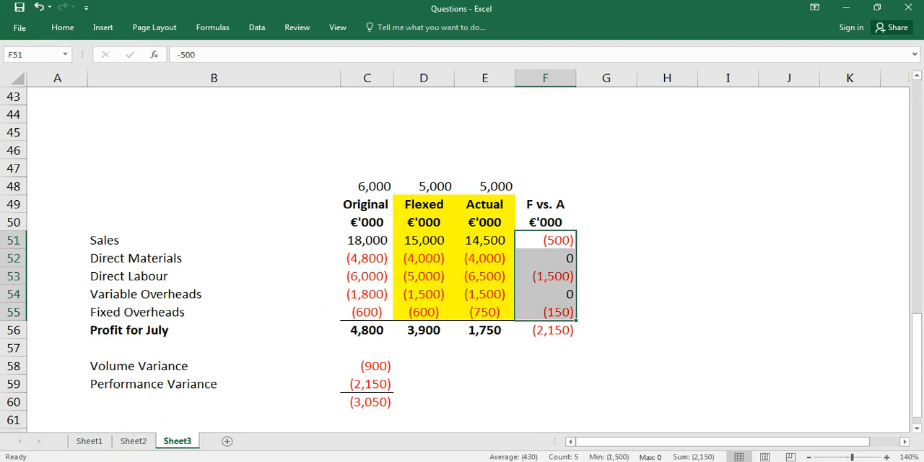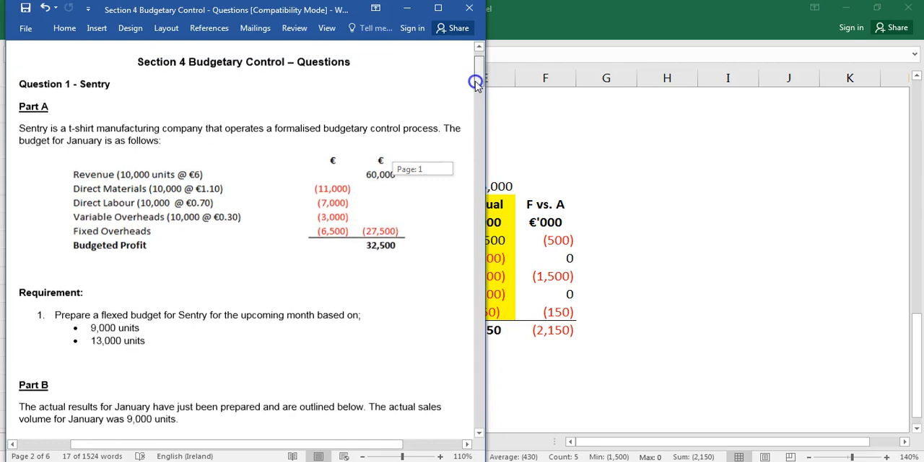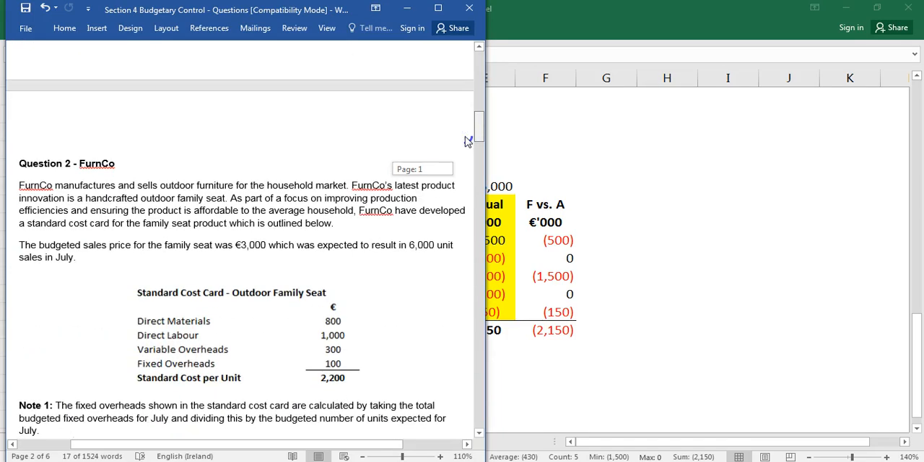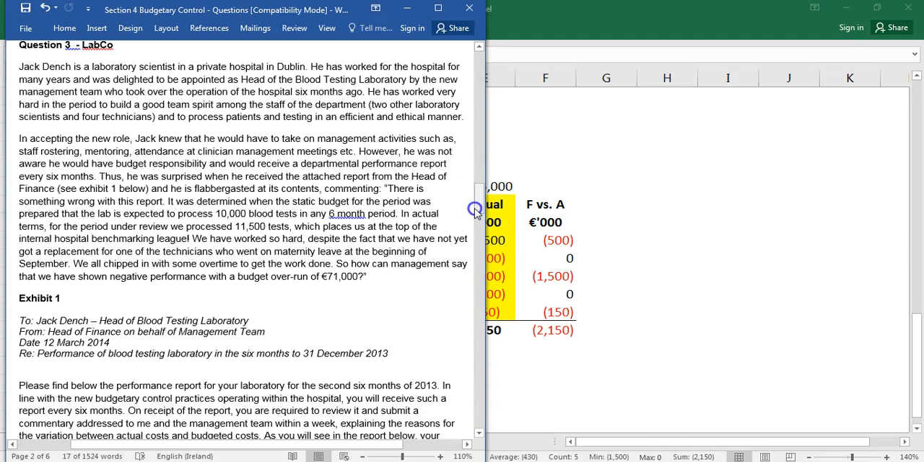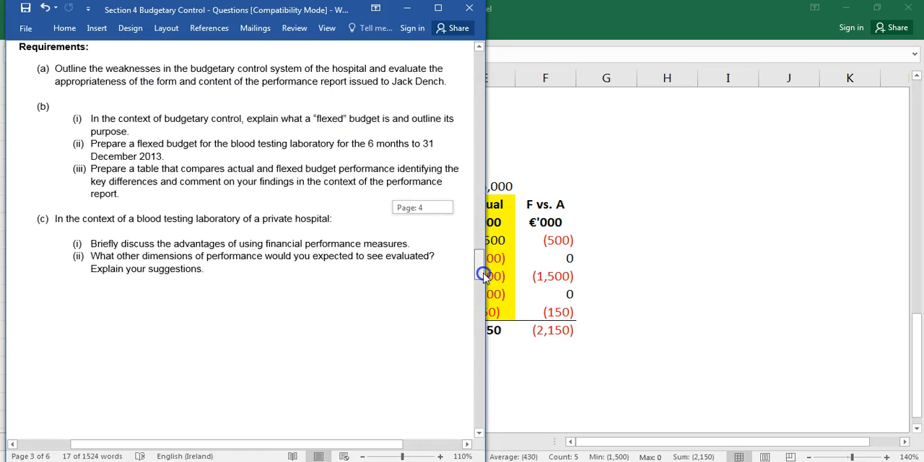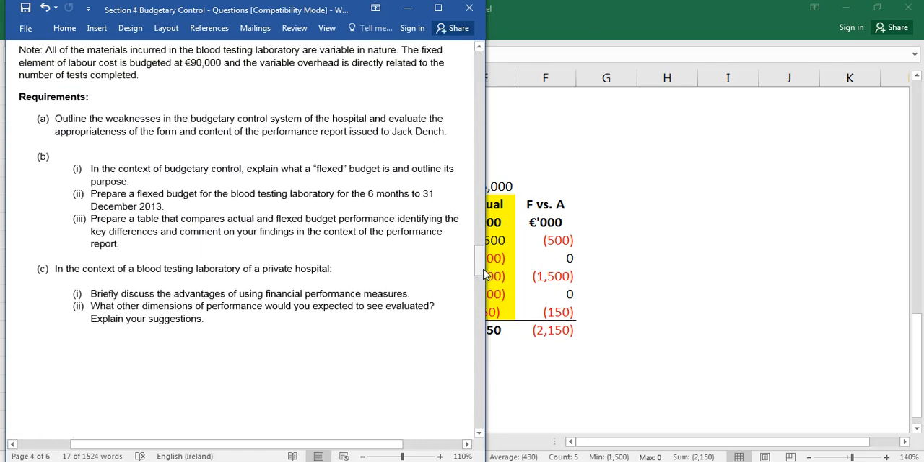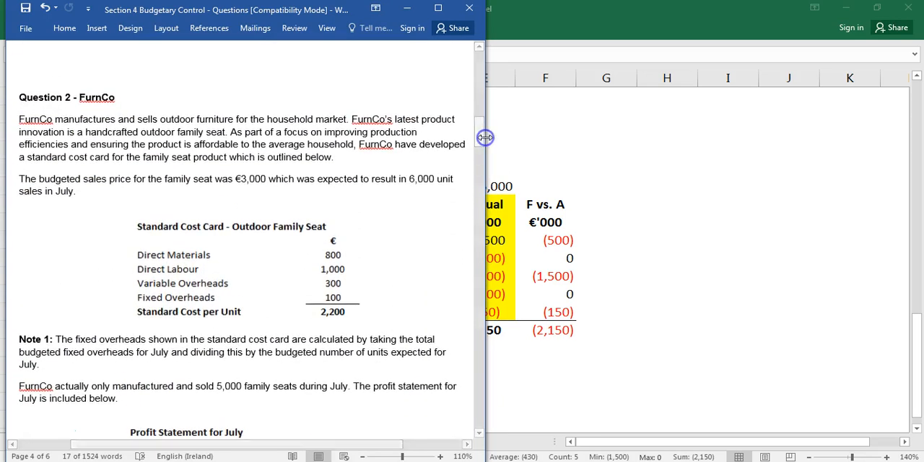So that question looked at FurnCo, which again is the follow-on from the Sentry question we would have done in class. Once you're comfortable with that, your next question should be LabCo. That's a more exam standard question. There's a lot more background involved. You can see there's a lot more detail in terms of the questions, and there is a screencast up there as well. So this was FurnCo based on flexible budgets and performance analysis.